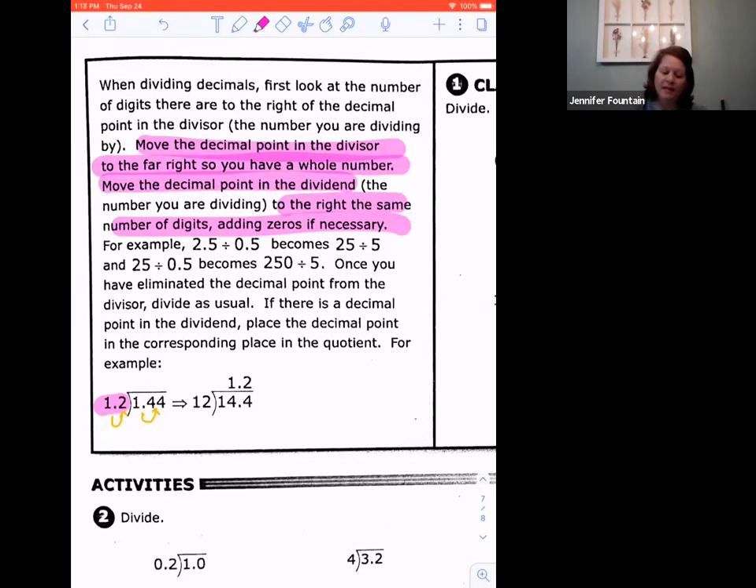And then once you have eliminated the decimal point from the divisor, divide as usual. If there is a decimal point in the dividend, place the decimal point in the corresponding place in the quotient. The quotient is my answer.